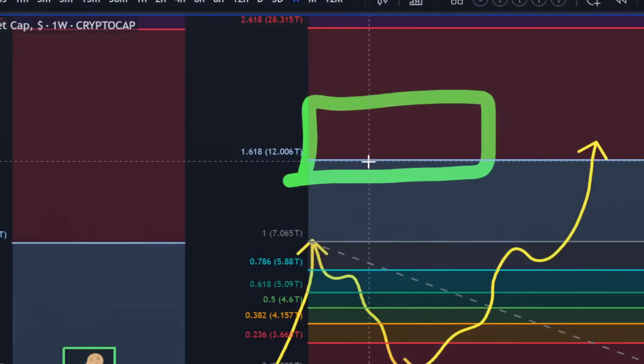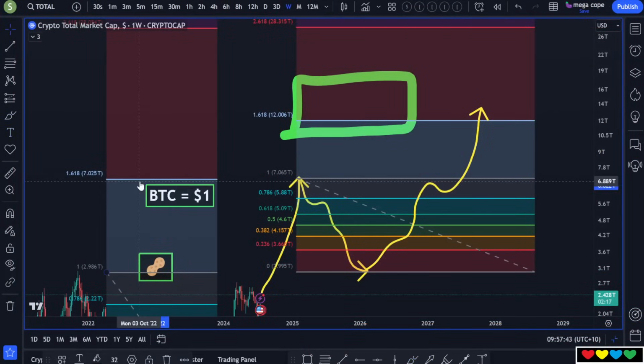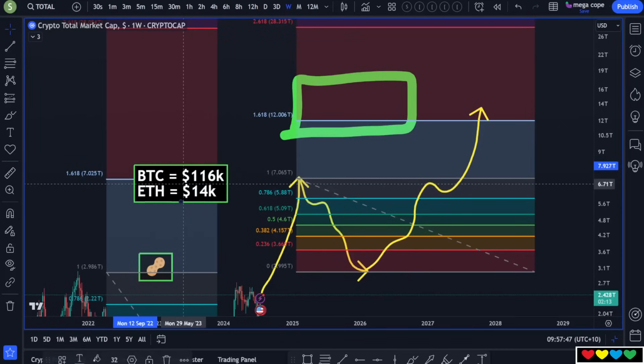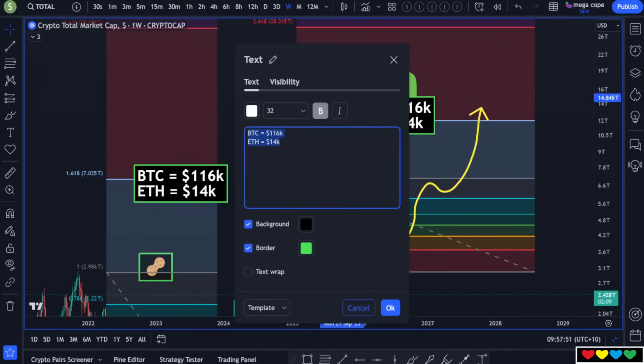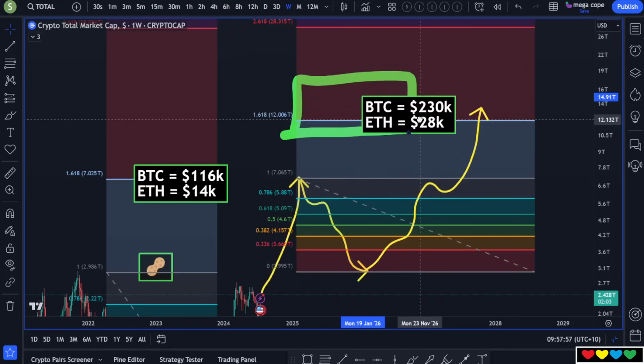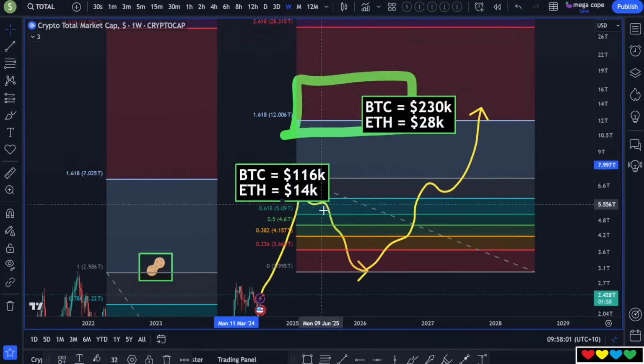At this 1.618 down here, this is BTC equals 116K, ETH equals 14K. That's it right now. And then up here, actually, I'm going to clone this. Up here, this would be Bitcoin like 230K and Ethereum 28K, around there. You see that? So up here first time, maybe it hits it here, comes back down, and then we go again.